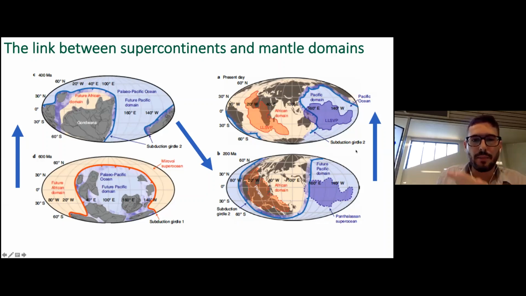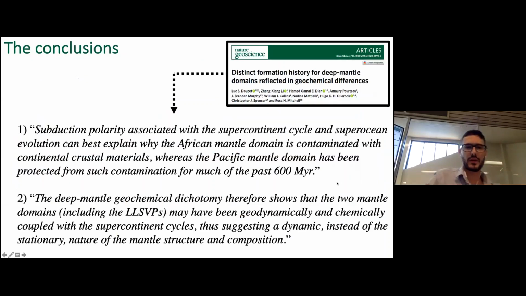So this is the framework we established, and these are the two main conclusions of the paper. First, the subduction polarity associated with the supercontinent and superocean cycle can best explain why the African mantle domain is contaminated with continental crust material, whereas the Pacific mantle domain has been protected from such contamination for the past 600 million years. Second, the deep mantle geochemical dichotomy shows that the two mantle domains may have been geodynamically and chemically coupled with the supercontinent cycle, suggesting a dynamic instead of stationary nature of the mantle domain structure.